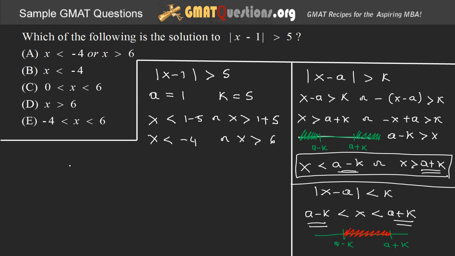What is the answer here? As you can see, x less than negative 4 or x greater than 6. It's A. So let's change color again. A is the correct answer.